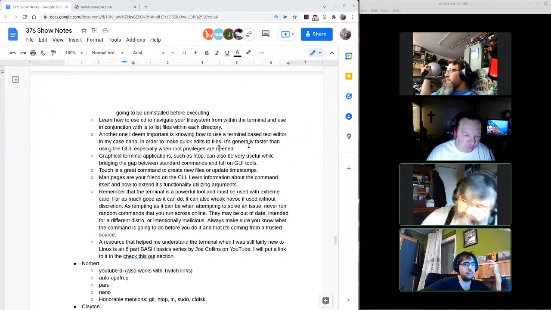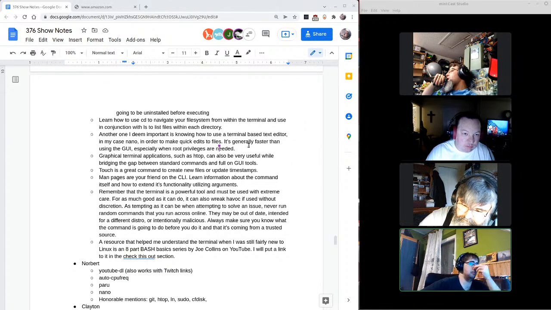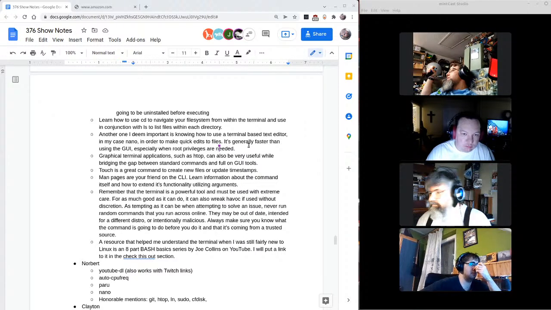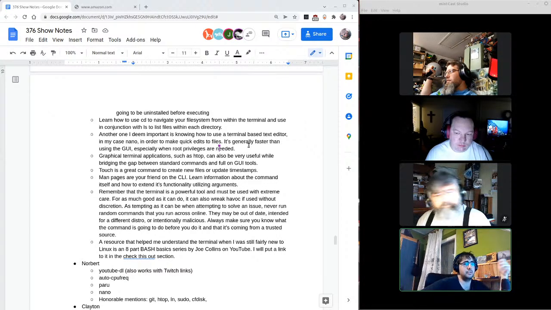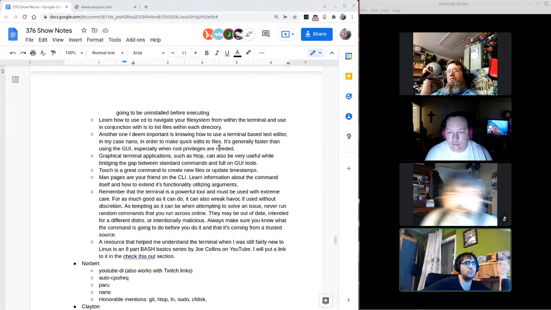So at least I was familiar with how apt worked before I had to switch because of university. But those university lectures were really helpful in learning how to navigate the file system, how to edit files, how to list files, how to use cat and less and more.